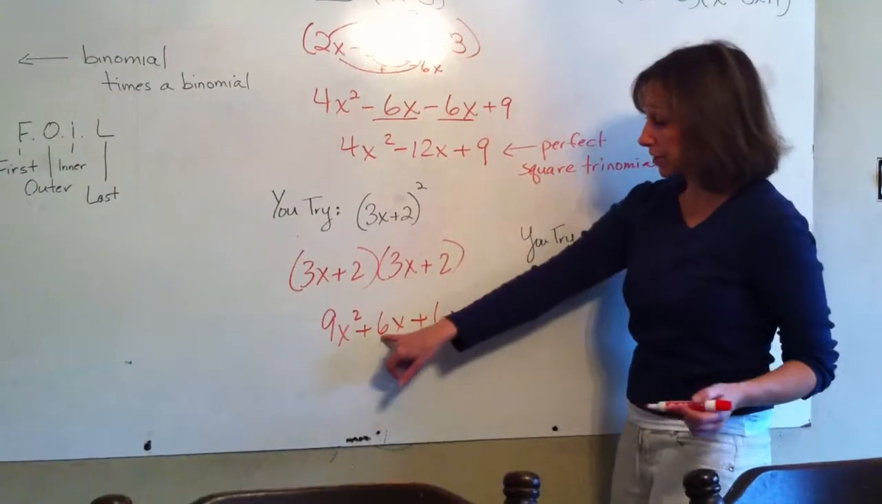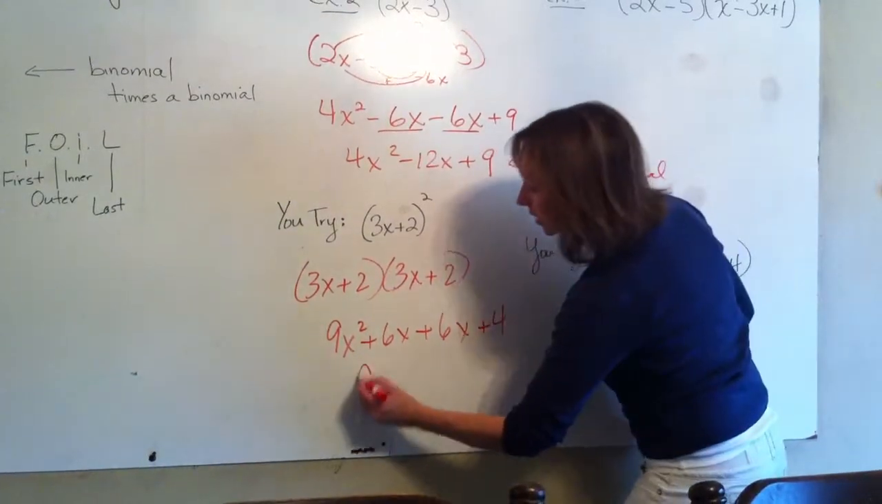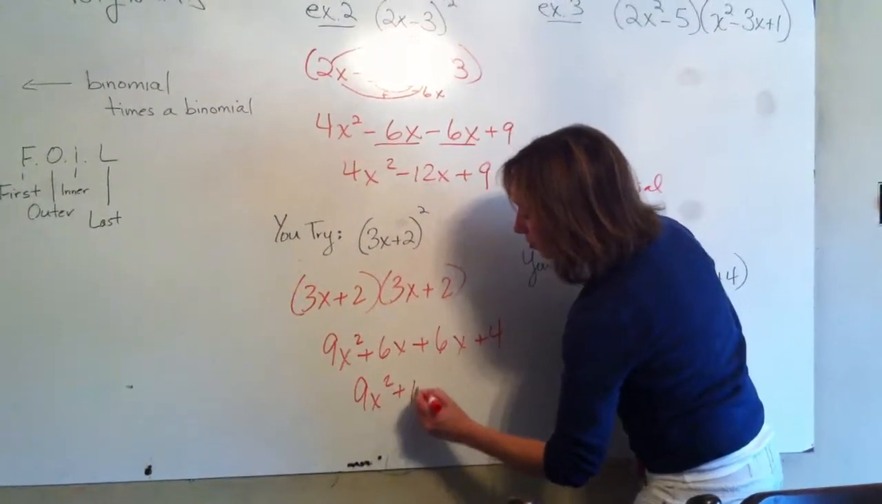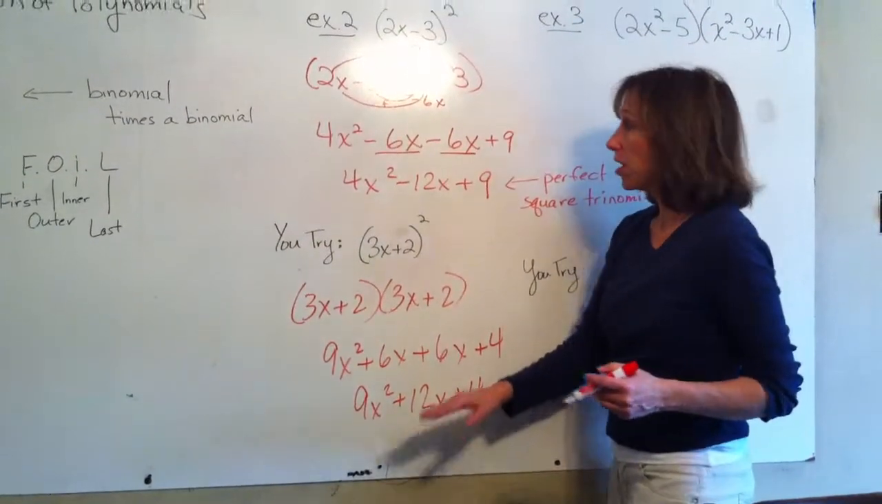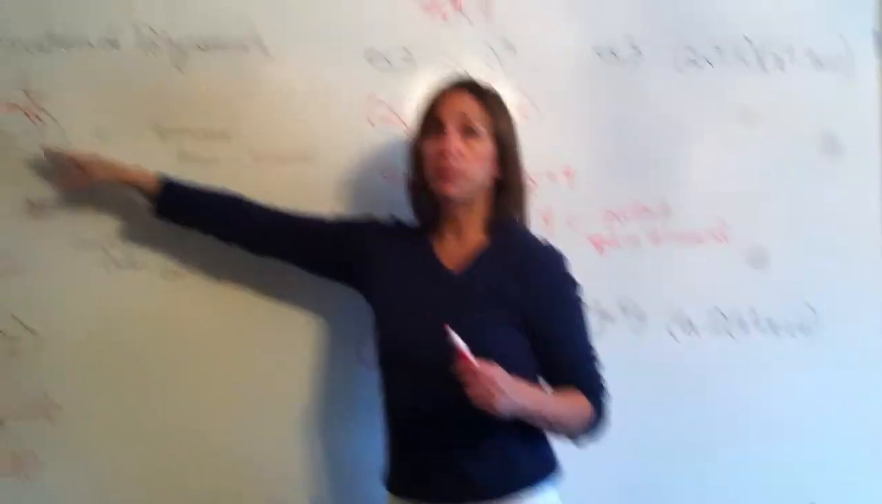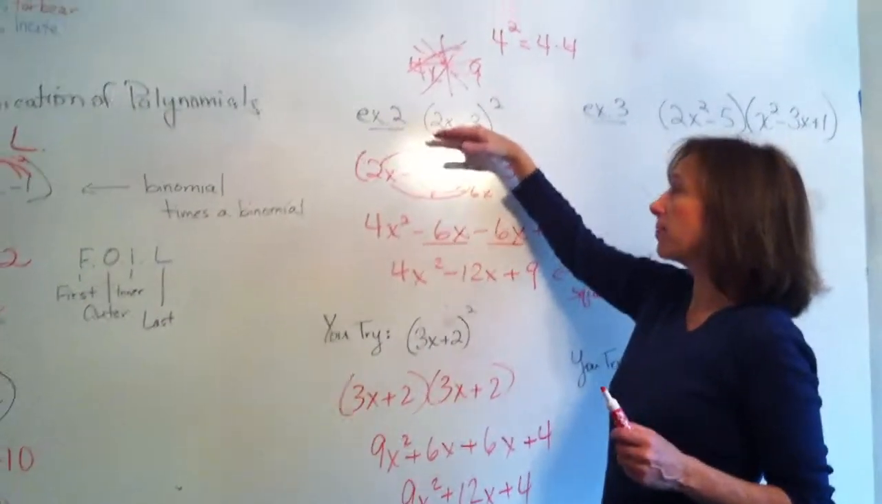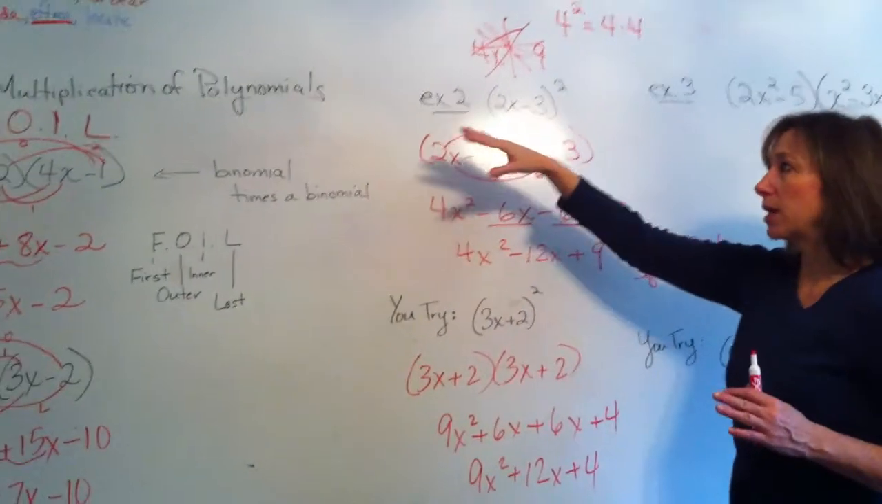Combine the middle terms, you can see that they're the same. When it's a quantity squared, they're going to be the same. So you get 9x squared plus 12x plus 4. Perfect square trinomial. Okay, one last thing. These are multiplying binomials times binomials. This ends up being a binomial times a binomial. But the lesson title is multiplying polynomials.